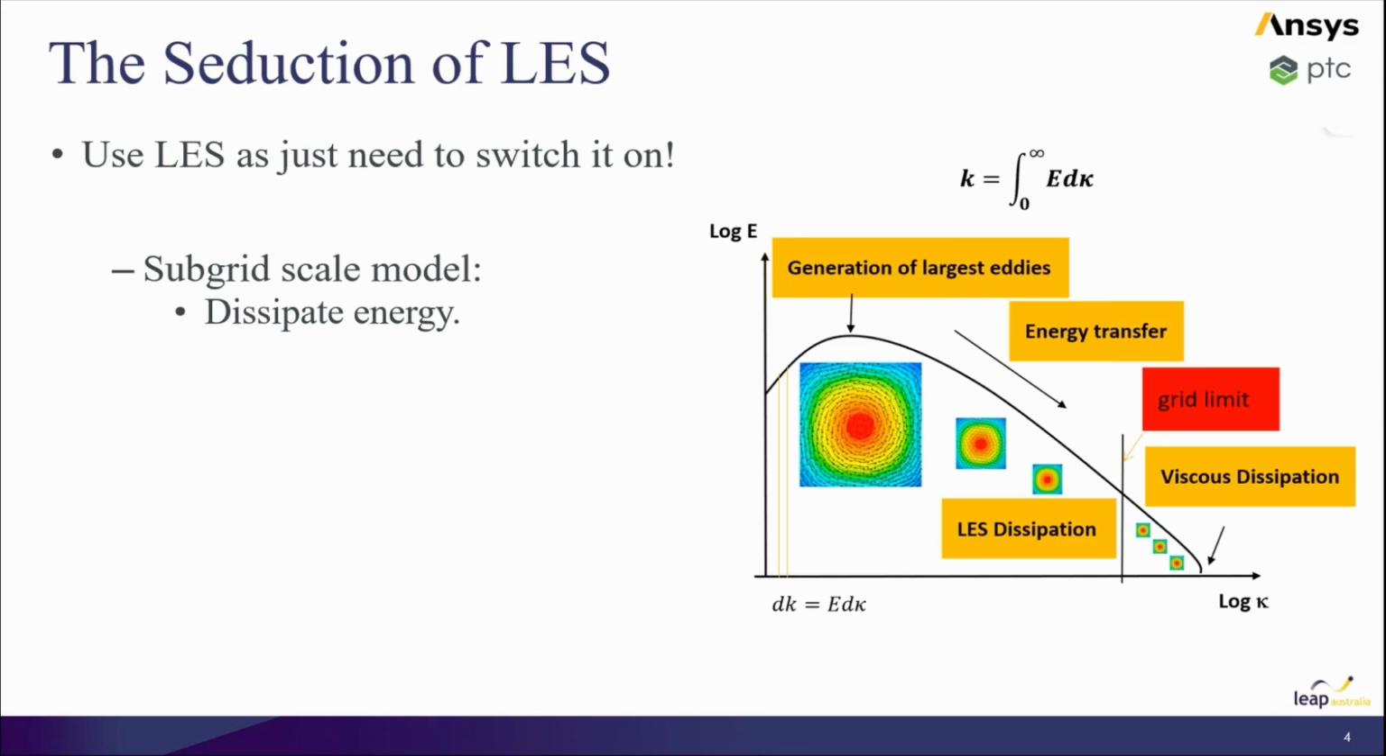And then we've got a grid limit marked there in red. And so if that's where our grid stops resolving, and typically we need, say, three cells across an eddy to resolve it as a minimum, then beneath that, we're going to model it. And what we're modeling there is essentially viscous dissipation. And you'll see that literally the energy just dies after a certain point.